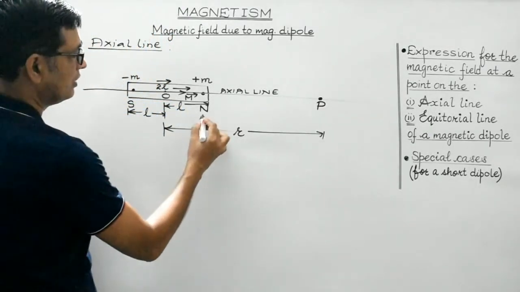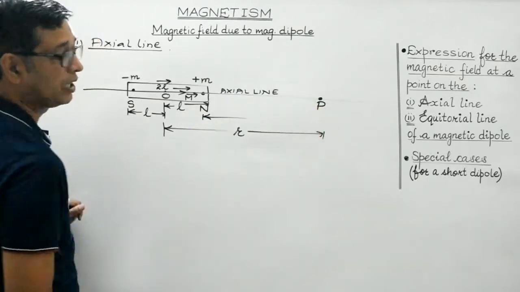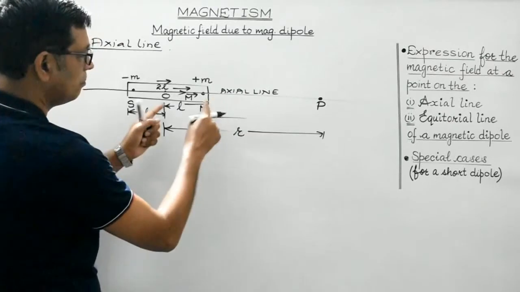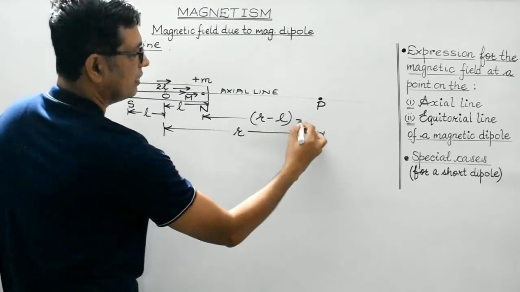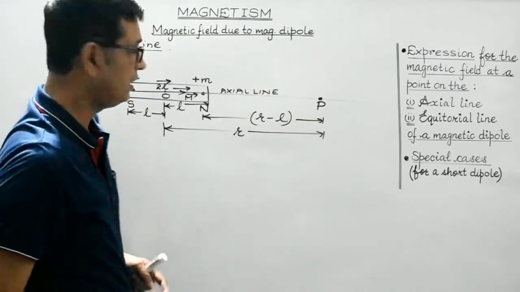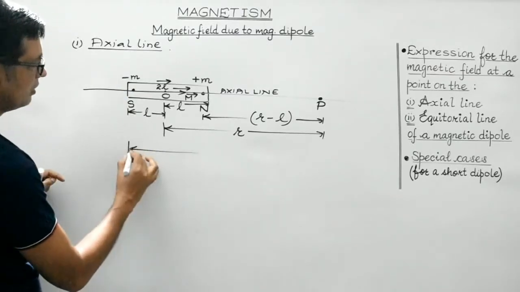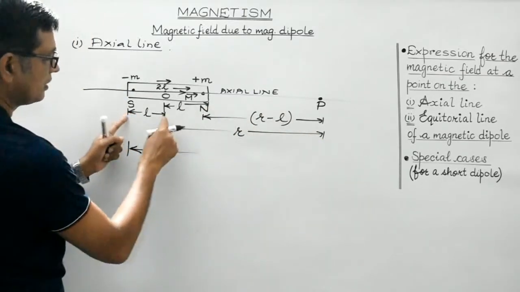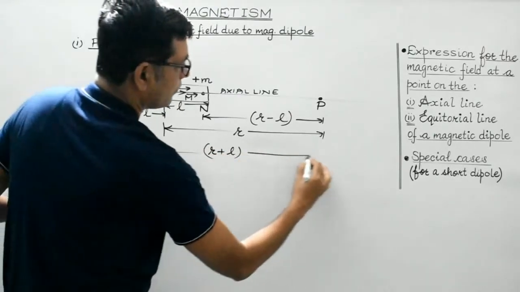Therefore, the distance of the north pole from the observation point P would be r minus l. So it is r minus l. And students, the distance of observation point P from the south pole, obviously from the diagram it's pretty clear, would be r plus l. This is r plus l.